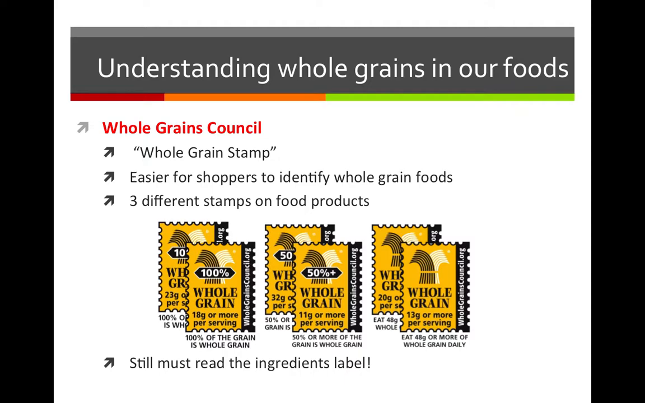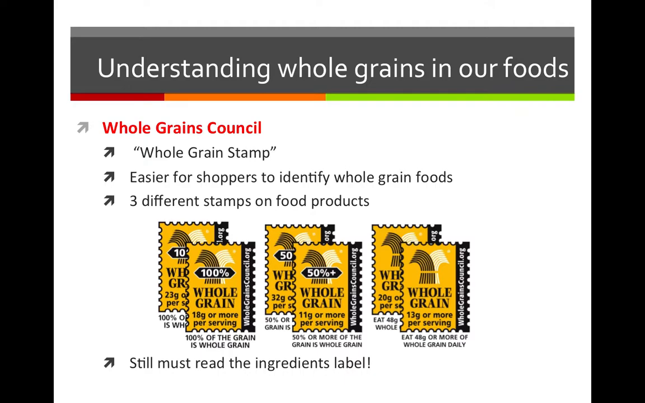So in 2003, a group was formed to help consumers identify more easily whole grain foods. The Whole Grains Council is a nonprofit consumer advisory group whose mission is to increase consumption of whole grains for better health. The council has developed 3 different stamps that may be used by food manufacturers for their packaging to indicate how much of a product contains whole grains.